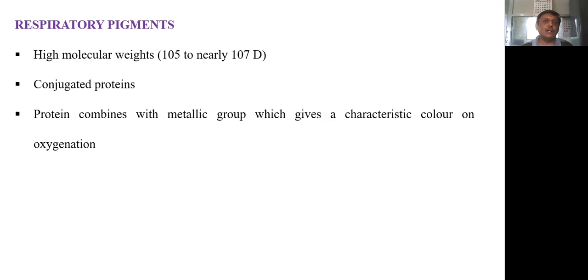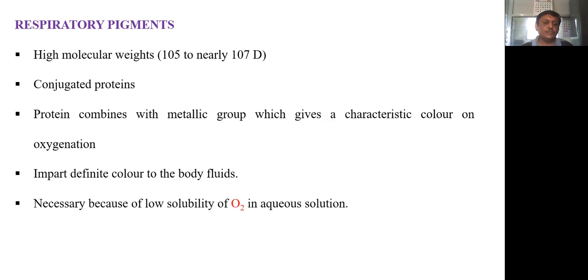If they are present in blood, then they give a characteristic color to the blood, whether it is blue, or green, or red. But they impart color when they are oxygenated. Generally, they impart color to the body fluid.